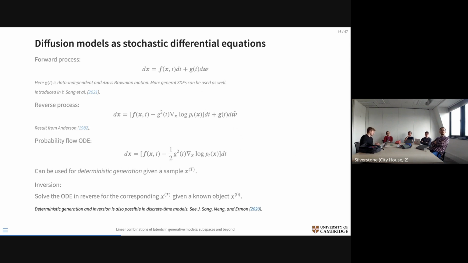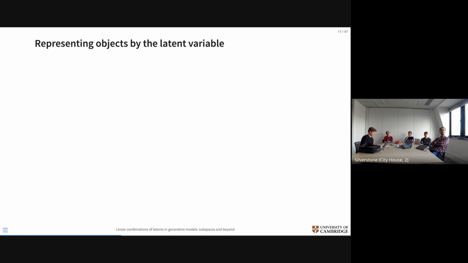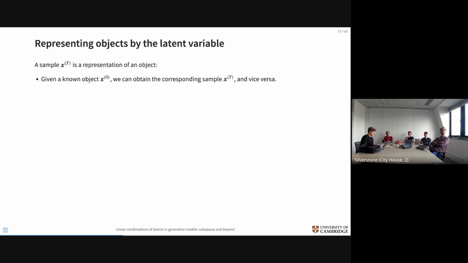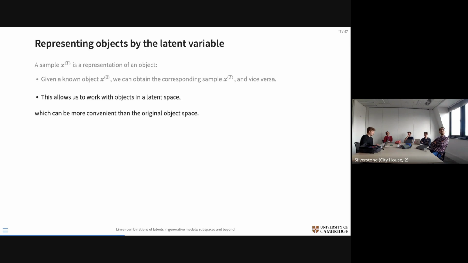And deterministic generation and inversion is also possible in discrete time models, as pointed out. So just to summarize that, a sample xt, at the diffusion side, or the latent distribution side, is a representation of an object. Given an object, we can map it back and forth. And this allows us to work with objects in a latent space, which can be more convenient than the original object space because you can have much simpler structure, and you can decide how that distribution should look.